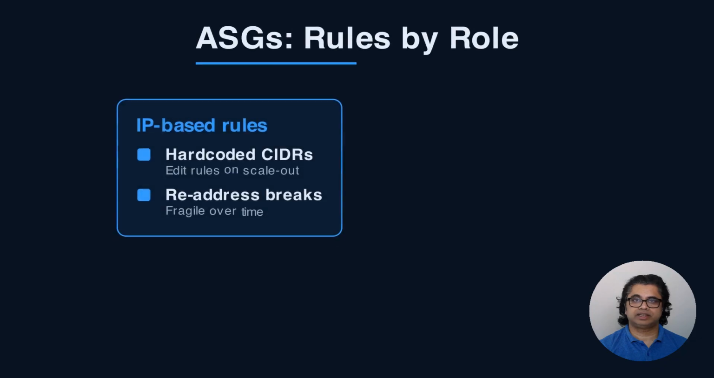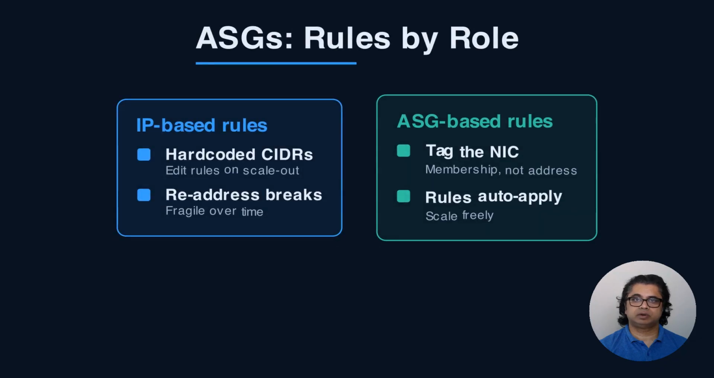Application security groups, ASGs, solve a maintenance problem. Without them, you write rules against IP addresses and ranges, which breaks the moment you scale out or readdress. An ASG is a named label you attach to a virtual machine's network interface. Then in your NSG rules, you reference the ASG as a source or destination instead of an IP.